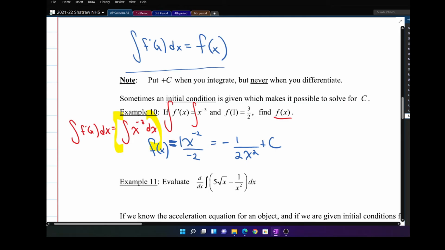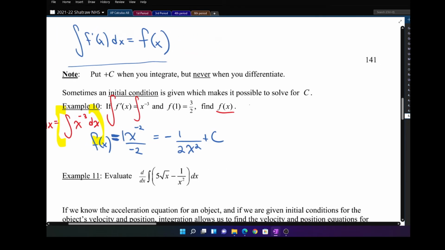So right now, if I know what f of x is, and it looks ugly, so I'm just going to rewrite it. I just want it to look pretty. This is negative 1 over 2x squared, and then there's a plus c. But he told me right here that when x is 1, so f of 1, I'm going to plug in, this is negative 1 over 2 times 1 squared plus c. He told me to look when it was 1, right? But here's the thing. He told me what f of 1 was. f of 1 is 3/2.